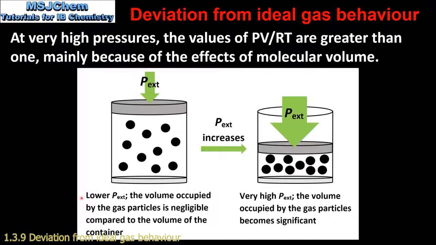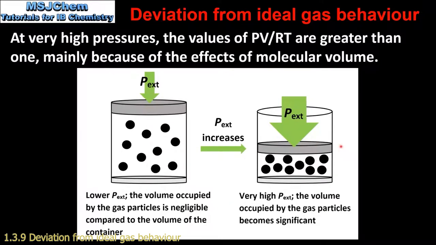From the diagram, we can see that at lower external pressures, the volume occupied by the gas particles is negligible compared to the volume of the container. At very high external pressures, the volume occupied by the gas particles becomes significant. The V in PV over RT is the volume of the container. However, the volume available for the gas particles is less than the container volume. Therefore, the product of PV over RT is greater than 1. So to summarize, at very high pressures, the deviation from ideal behavior is mainly because of the effects of molecular volume.